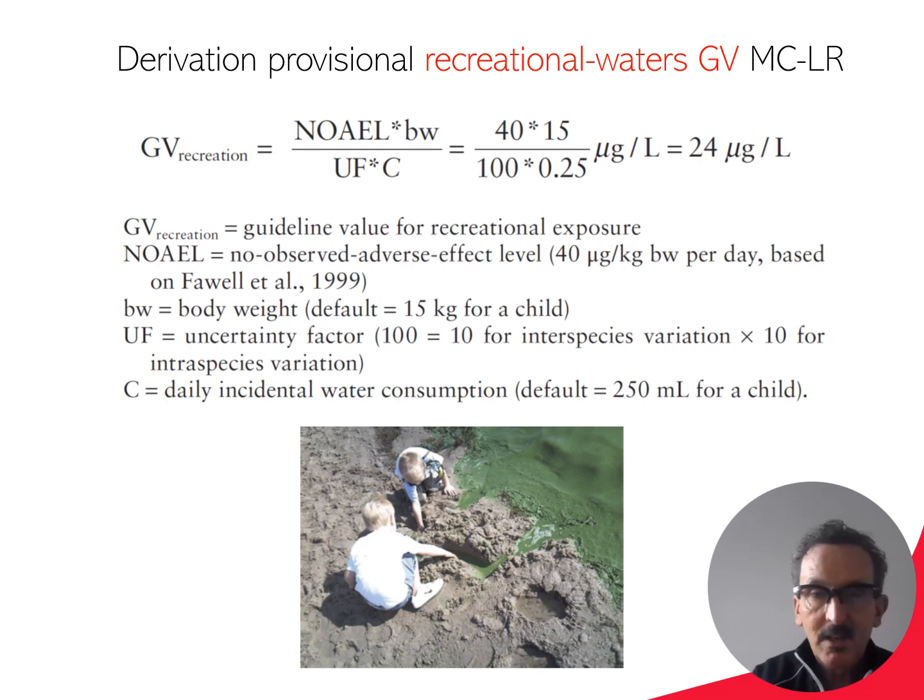Uncertainty factor, again, 100 because it's short-term rather than lifetime. And the C, the intake in this case, is taken as 250 milliliters. Based on the literature, when people go swimming, this is a fairly typical volume of water ingested, leading to a guideline value for recreation of 24.